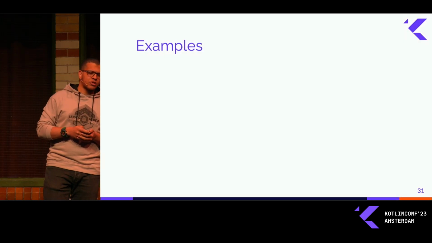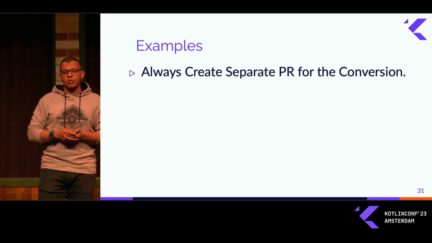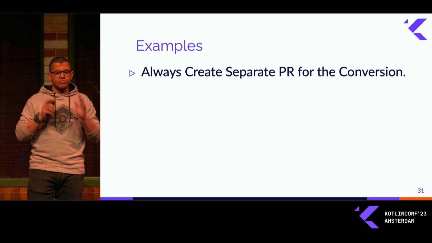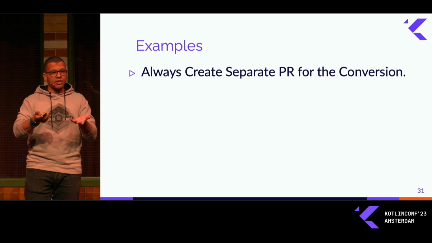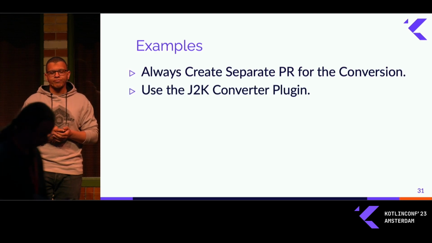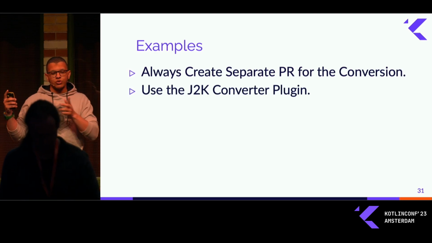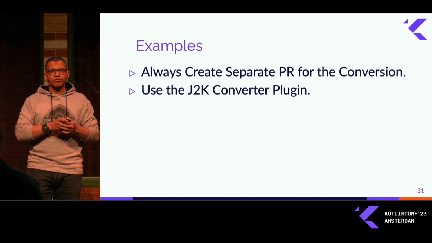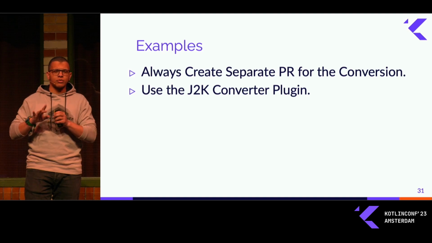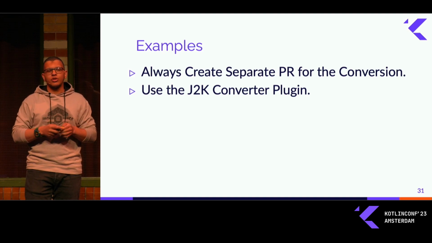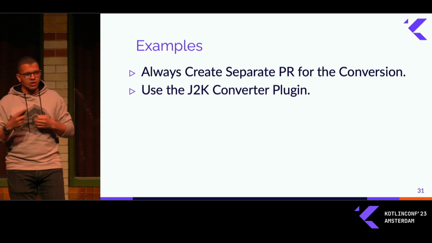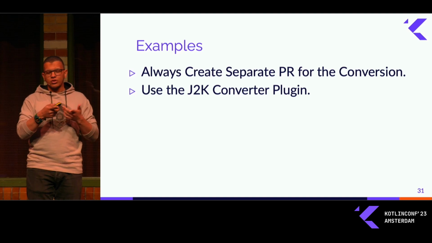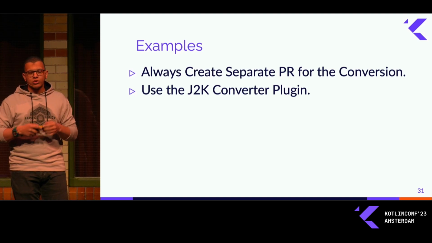Let's see some examples. Here is an example of a rule: always create a separate PR for the conversion. Maybe that would work for you. Always use the J2K converter. This is a rule. You don't have to create the conversion from scratch, because using the J2K, we can ensure some Java interop, right? And also, it will help us to create an extra commit. I will talk about that later.